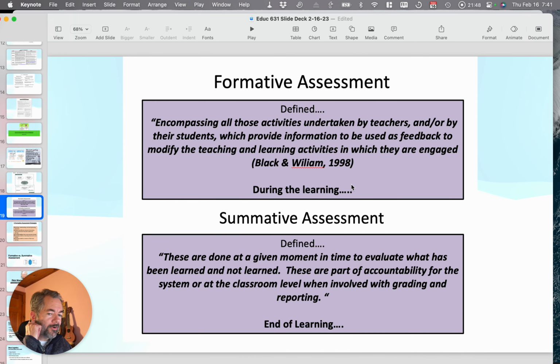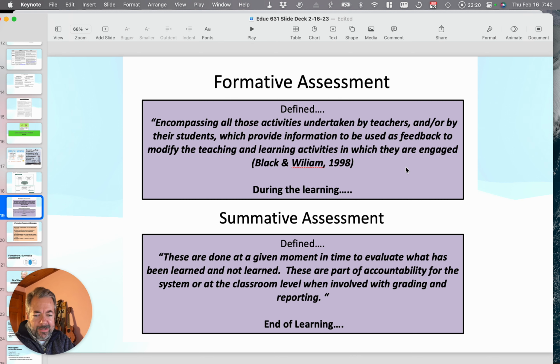A couple of quotes that are kind of cool from the article you're going to be reading this week and next, from Black and William from way back in '98. We'll talk about it in a second. It really was a trendsetter sort of article. Encompassing all these activities undertaken by teachers and/or by their students, provide information to be used as feedback to modify the teaching and learning activities in which they are engaged. That's William and Black's formative assessment definition.